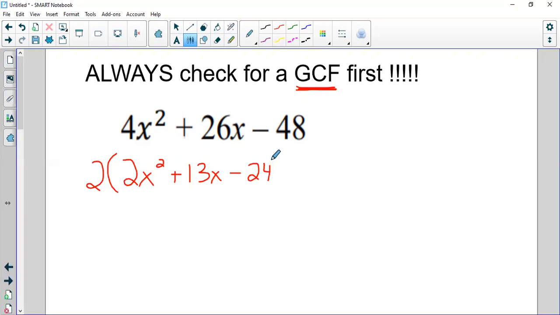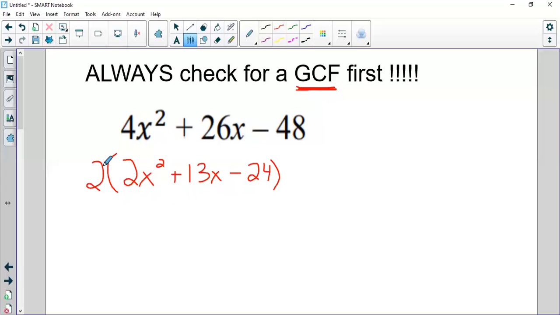Now the trinomial inside the parentheses may still be able to be factored. In this case, it will. But I have an a coefficient that's greater than 1, so now I have those three options. I have multiply a times c and then factor by grouping. I have slide, divide, slide. Or I have the educated guess and check. Like I've been telling some of you, I prefer slide, divide, slide, so I'm going to do that.